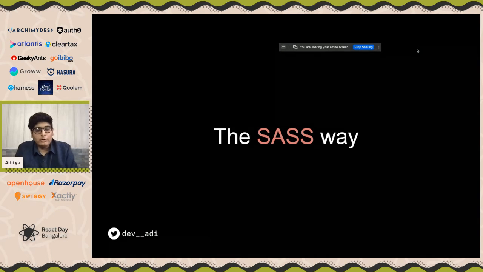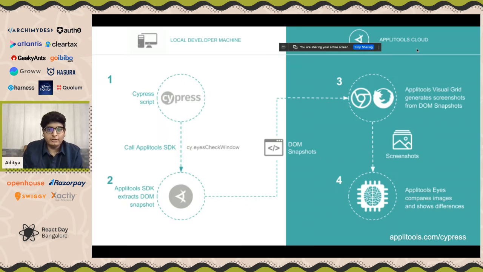So there is one more way, which is the SaaS way. So let's talk about the software as a service approach. Here's a screenshot I took from Applitools. This is a service which offers us visual testing, where we have to do very little. And there are similar services like Percy. So let's look at how this works.